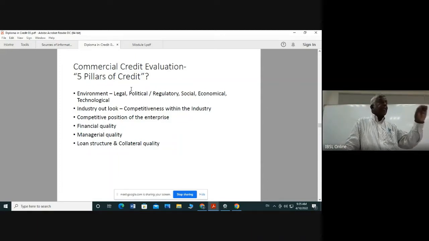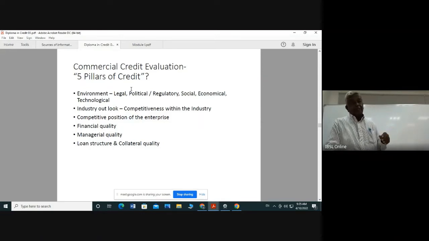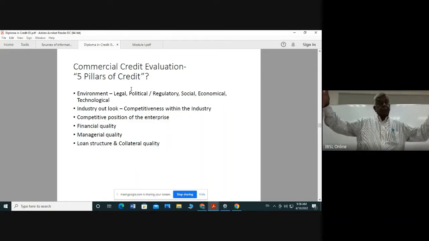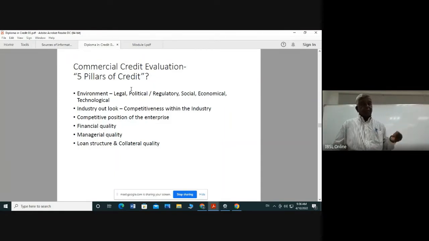Of course, we call it the 5 pillars of credit method. What are the 5 pillars? Environment, the country's environment. This is for large scale commercial enterprises, corporate credit evaluation. How is the legal, political, regulatory, social, economical, technological environment? We call it PESTLE analysis. We'll be doing it later, anyway, for your information. The environment analysis is a PESTLE analysis you will be doing for a corporate customer.